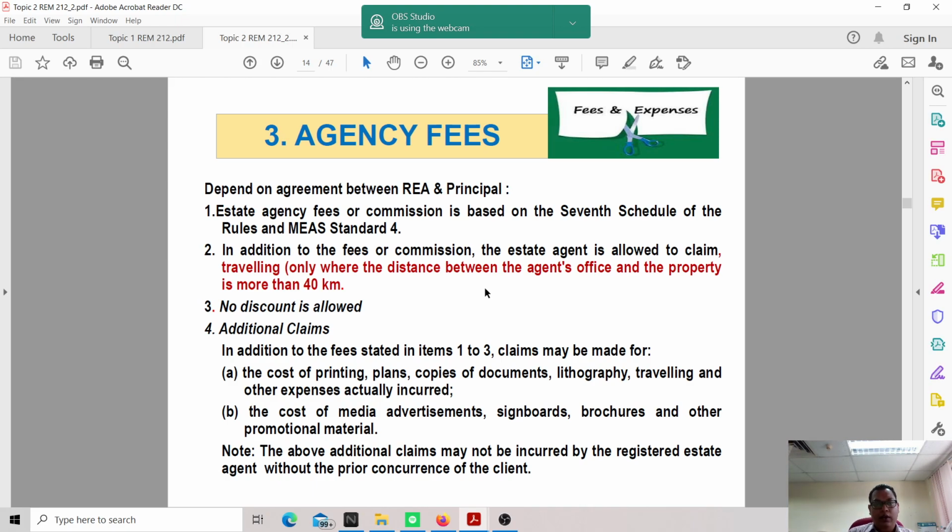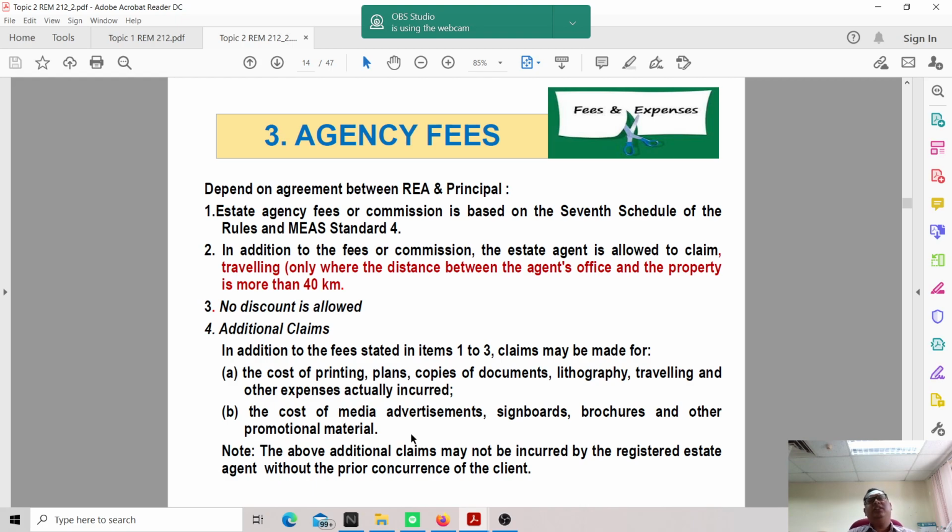Of course, from JB to Shah Alam is about 300 kilometers something, then you can claim the whole 300 kilometers. No discount is allowed from the prescribed minimum fee. Okay. Other than that, other claims like printing, plan, document, lithography, travel, cost of media advertisement, signboard, brochure, and other promotional material.